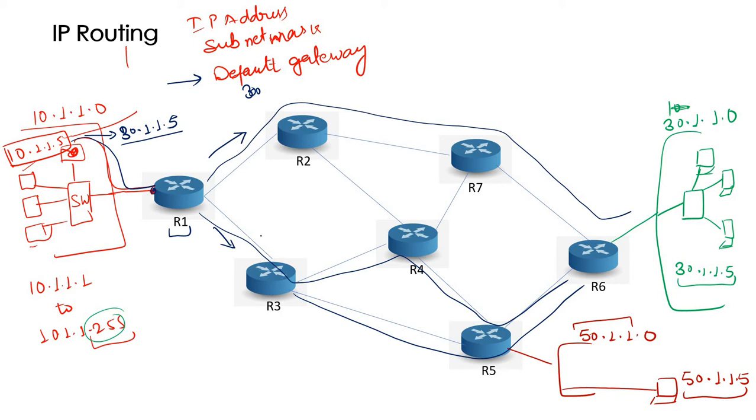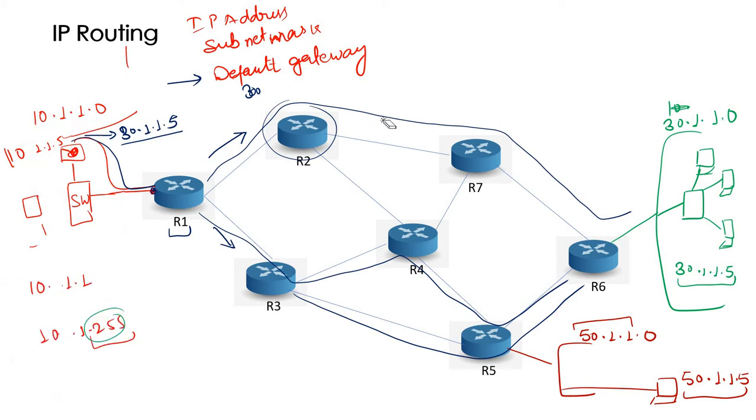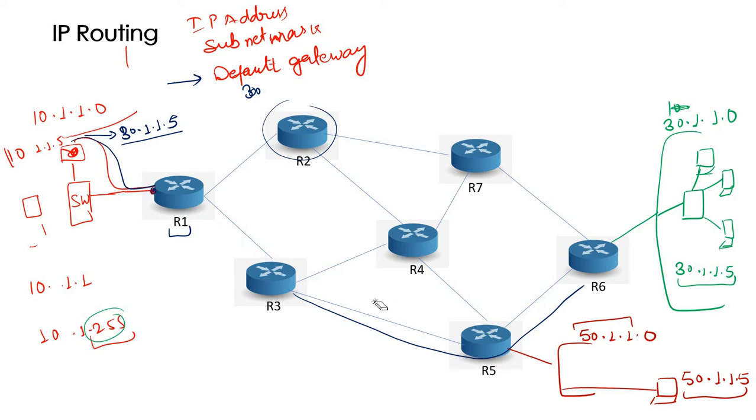R2 and R3. It might be the case that it is not connected via R2, right? It can be. Suppose the scenario is like that. Let me clear it a little, because I have done sort of things here. This is as well okay, and this is fine.